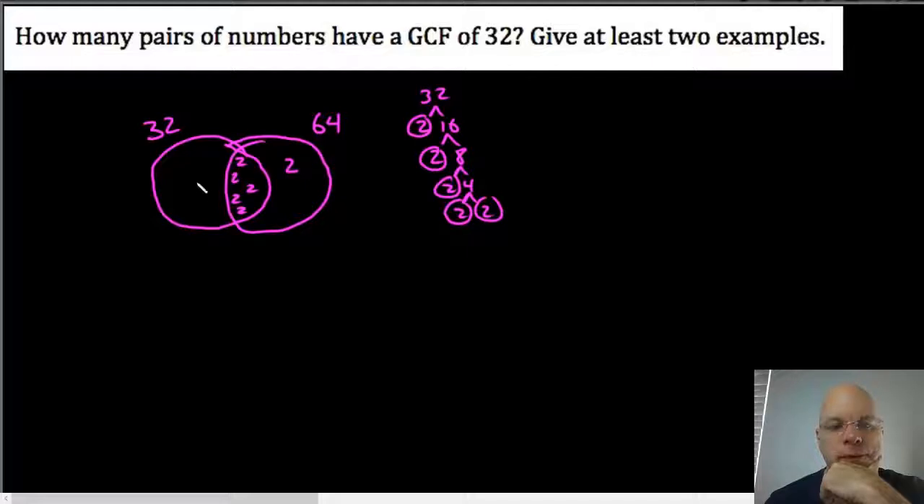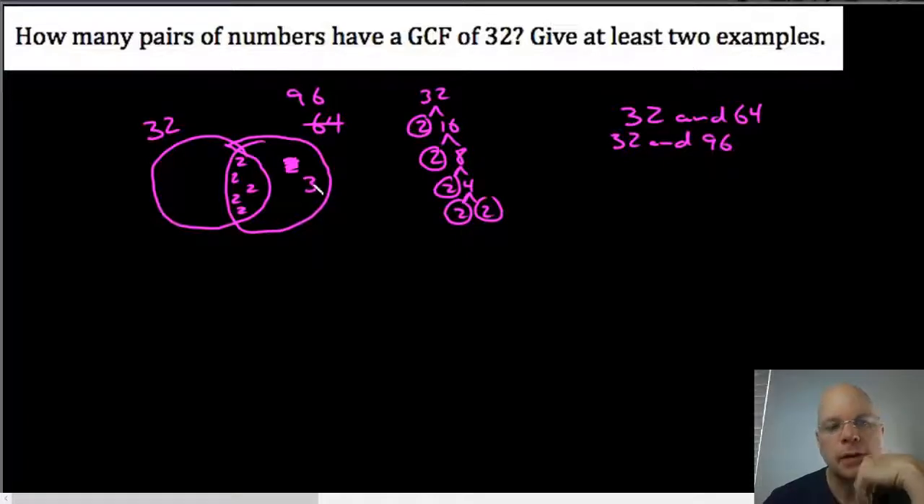So 32 and 64 would be one example. I could have, instead of putting a 2 there, put a 3 there. So 32 and 96. Since I can put any prime factor I want here and just leave this as 32, there are an infinite number of pairs. How many pairs? An infinite number is the answer to the first question.